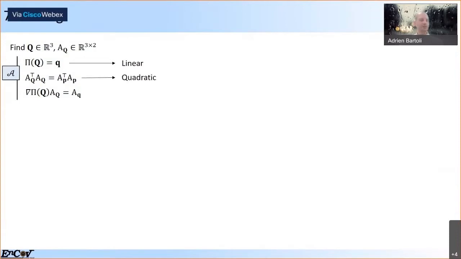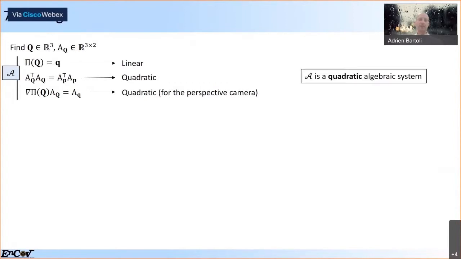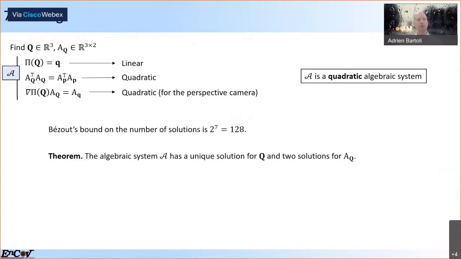The second one is quadratic because we're multiplying unknowns with each other. And the last one, if we write it explicitly for the perspective camera, is quadratic as well. So this system is a quadratic algebraic system. Everything is polynomial here. So if we compute the theoretical bound on the number of solutions, it's quite high actually, 128. So it's too high for these general solutions to be interesting.